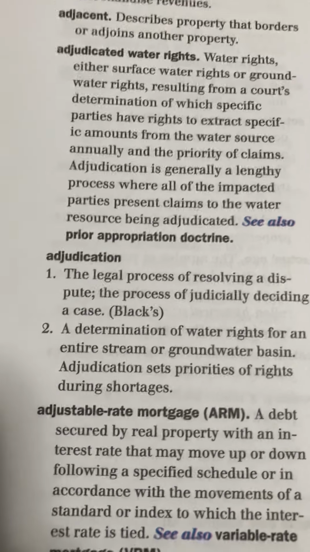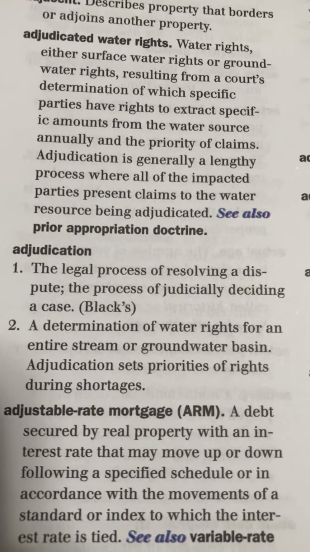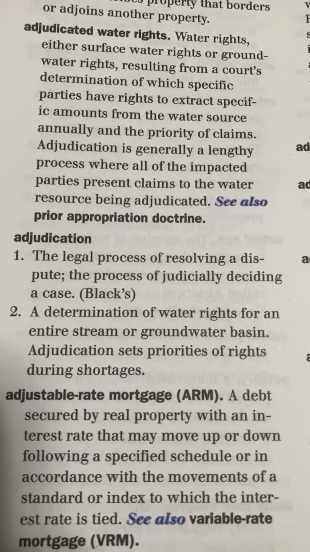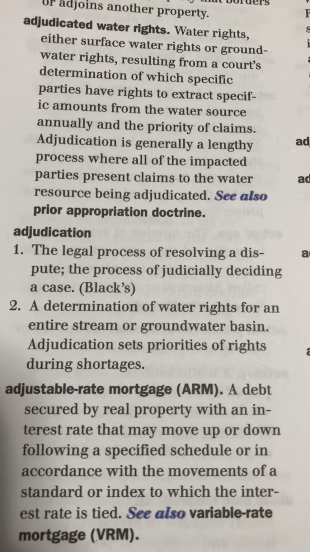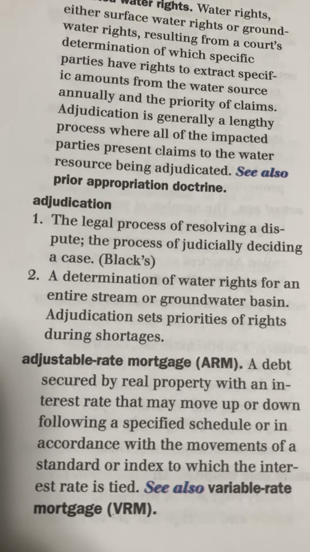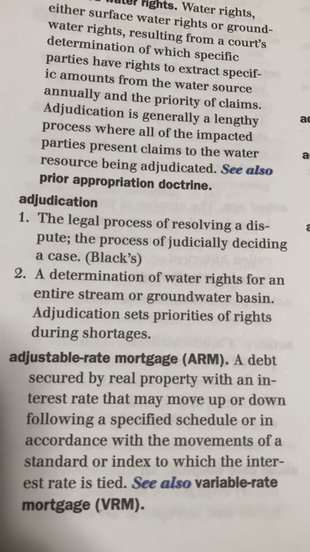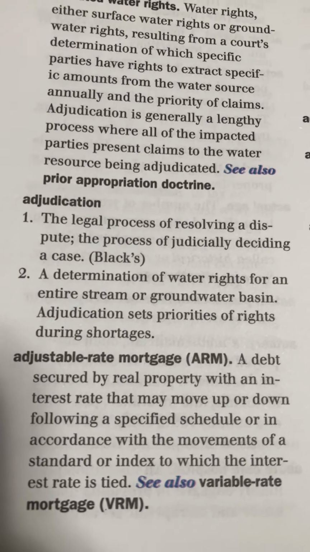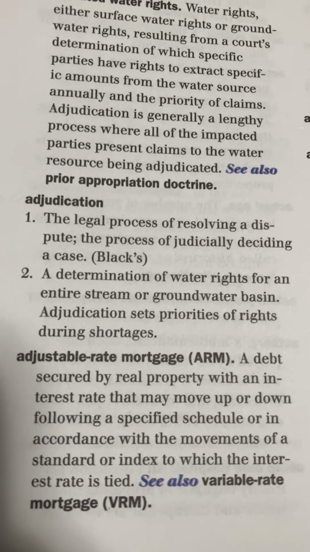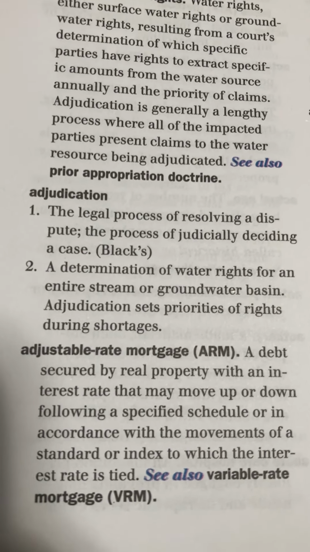Adjudication. Number 1, the legal process of resolving a dispute, the process of judicially deciding a case. Black's. Number 2, a determination of water rights for an entire stream or groundwater basin. Adjudication sets priorities of rights during shortages.